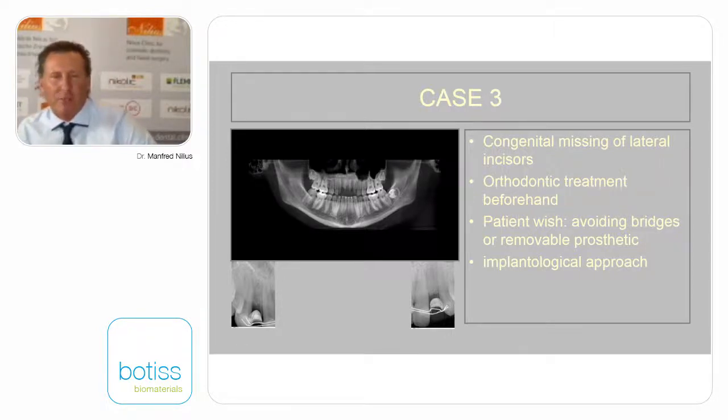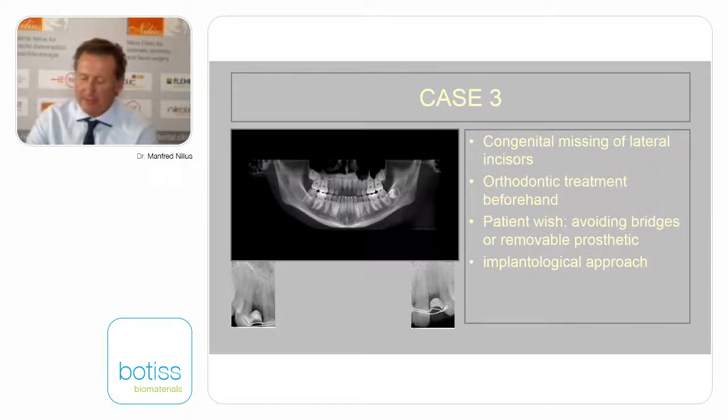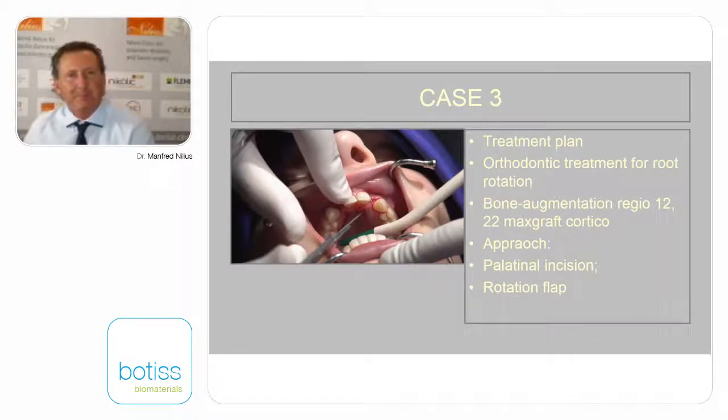And the wish of this patient, and she declared it directly to me, was that she wanted to have implantology and she didn't want to have any treated lateral or central incisors. So our plan was orthodontic treatment beforehand. The patient was avoiding bridges, and after this, having an implantological approach. We start with a video sequence here.